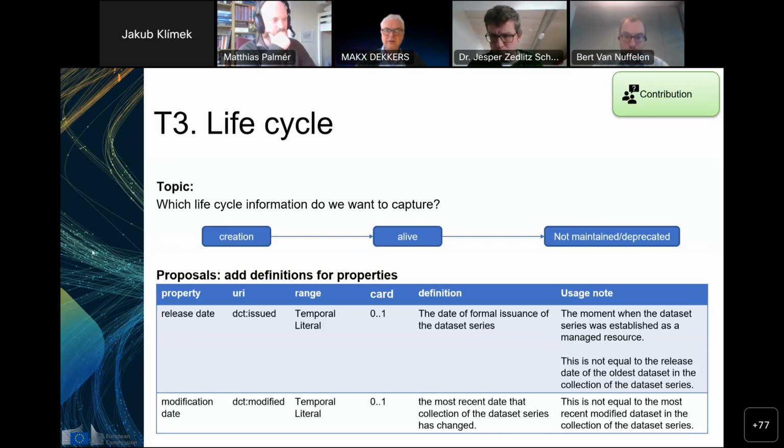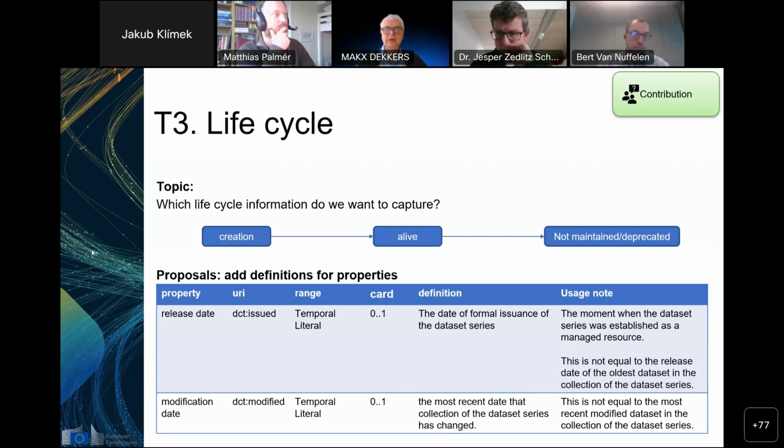Matthias? Yeah, I would say that we don't even need to do that. We could set the accrual periodicity to be maybe monthly or yearly or whatever, and just refer in new datasets to the series via the in-series property, and they should be fine. Just the creation date of the series and how often it is updated. It should be an alternative to the modification date.